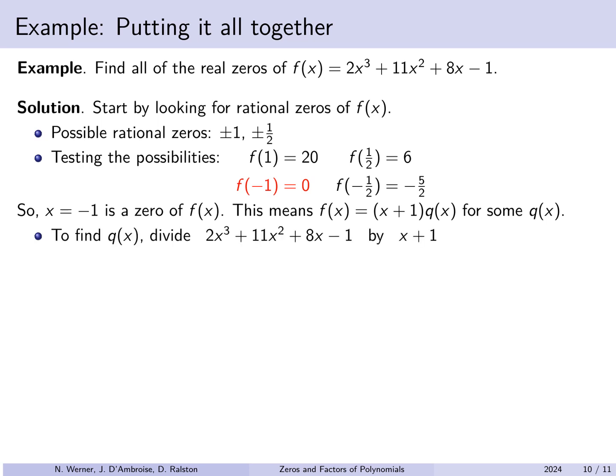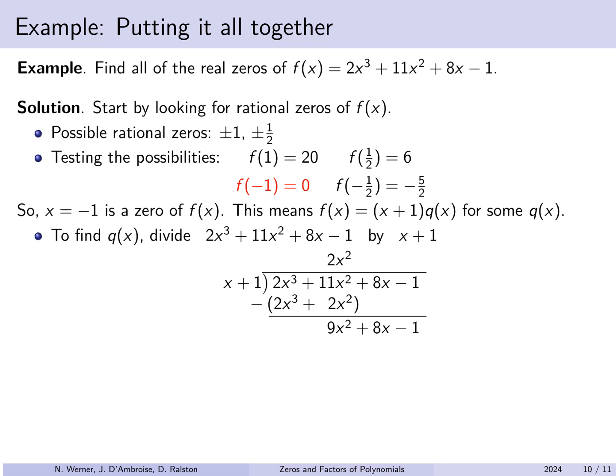So let's find what q of x is by doing the polynomial long division. So we set it up, and then we start taking ratios of largest power terms. 2x cubed over x is 2x squared. We multiply that across here and take the difference. The largest term cancels out, leaving behind this degree 2. 9x squared over x is 9x. We multiply that, subtract it.